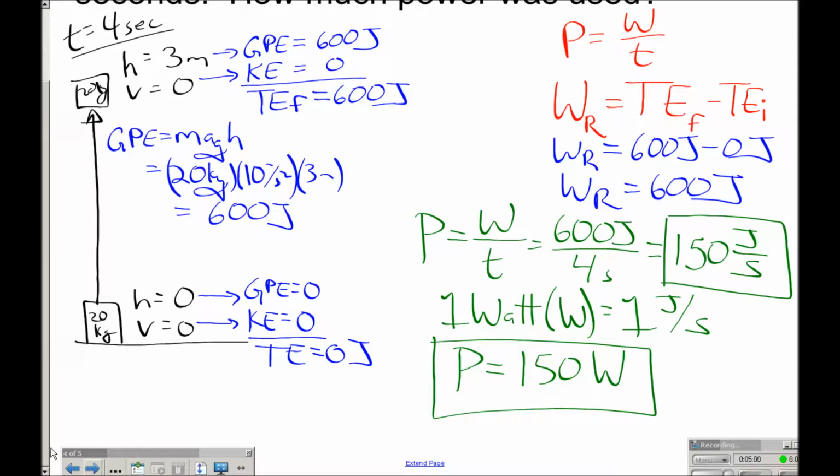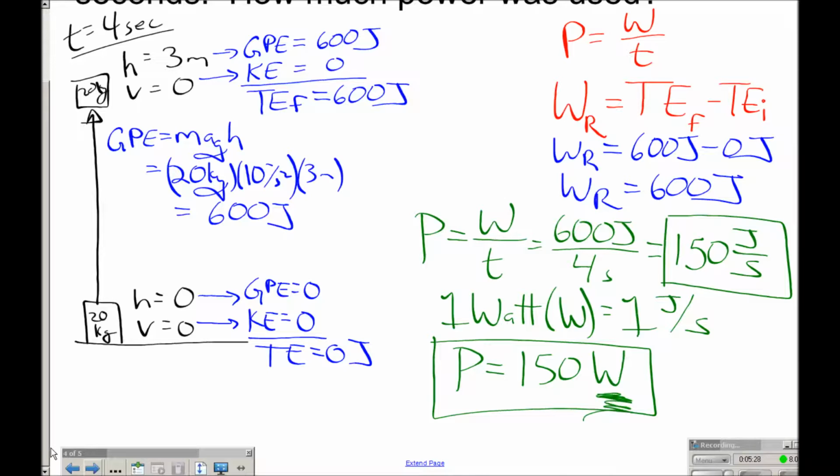A lot of times people get the W for work and the W for watts confused. Notice if it comes after the number, it's watts. Whereas if it was work, it would say W equals. Okay? So power, P, is measured in watts. W, work, is measured in joules. All right? So there we go. There's the power. Roy gave the box 150 joules of energy every second. That's 150 watts worth of power.